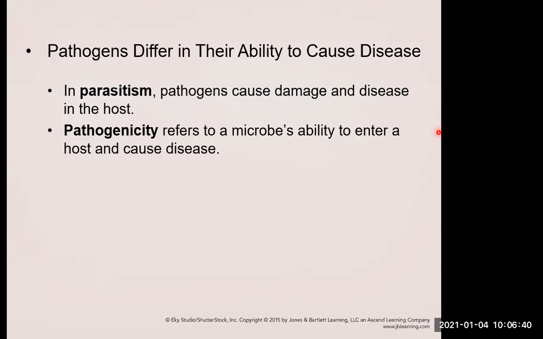We can describe the ability of an organism to cause disease by talking about its pathogenicity. Gen refers to generate, to create, and pathos being an illness, something bad. So can you create a state of disease? And we'll refer to pathogenicity by talking about virulence. Virulence means the ability to cause damage.